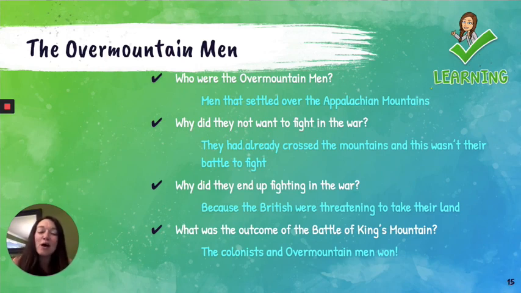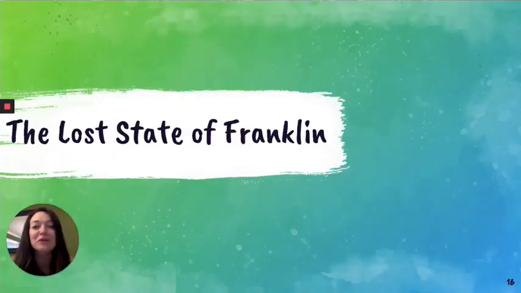So what was the outcome? As we just said, the colonists and the Overmountain Men won, and it really demoralized the British that they were beaten by this group of people. So it was a really cool battle. So now let's go into the lost state of Franklin.